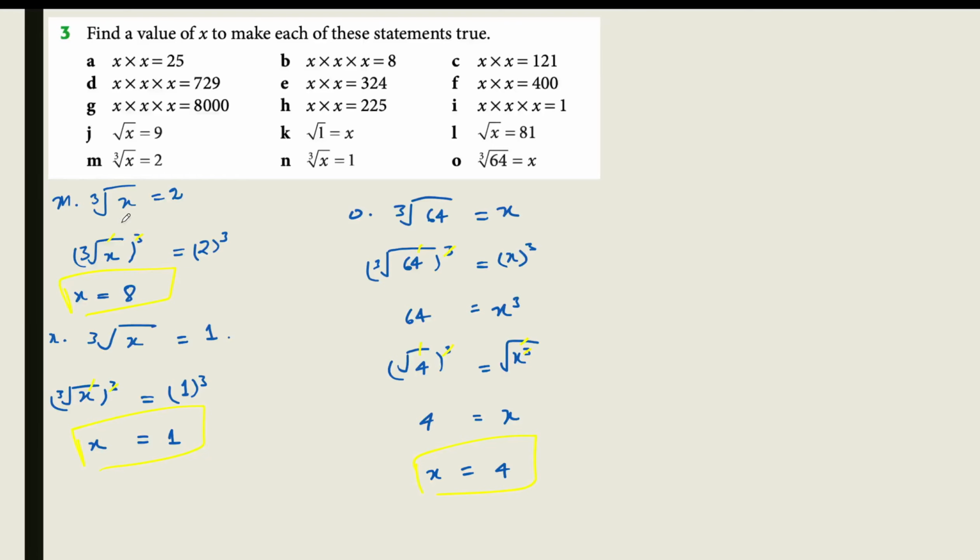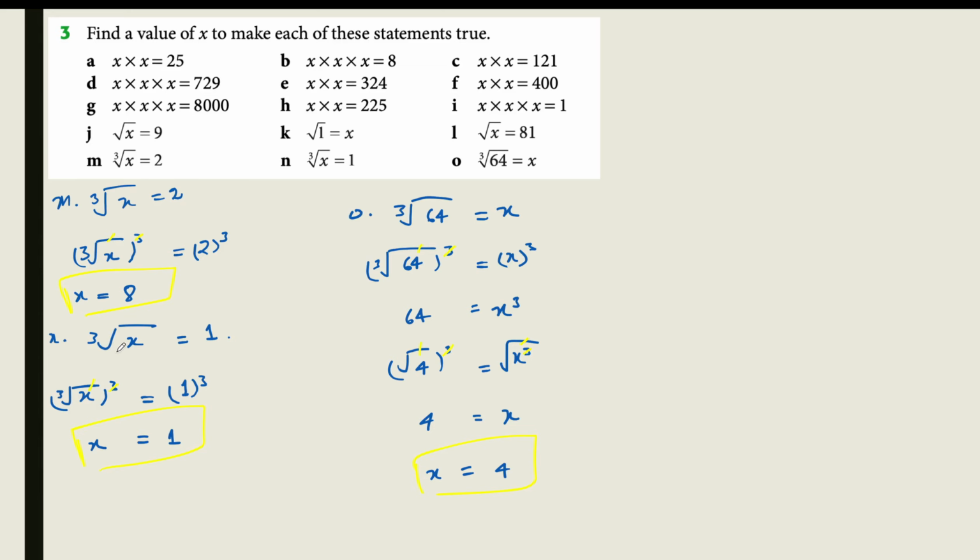The next part is the cube root of x, which is equal to 2. In order to get rid of the cube root, we take cube on both sides. So the cube gets cancelled with the cube root on the left hand side, and on the right hand side we are left with 2 raised to the power of 3. It means 2 is multiplied with itself 3 times. So it will be 2 multiplied by 2 multiplied by 2, which is equal to 8. So the value of x is equal to 8.